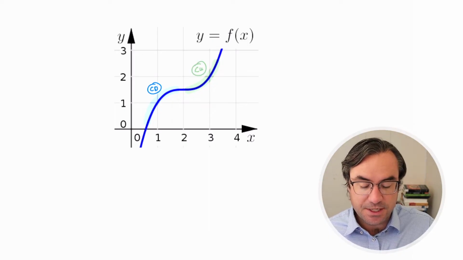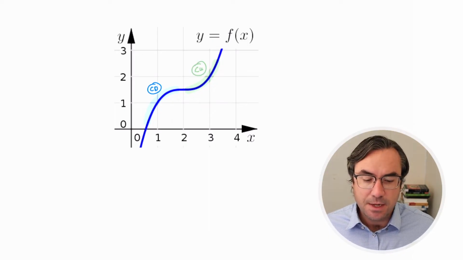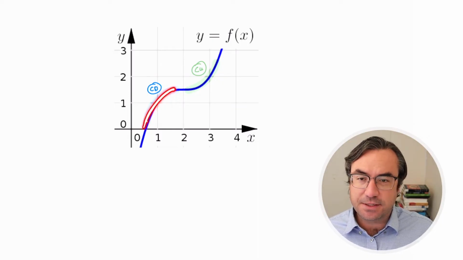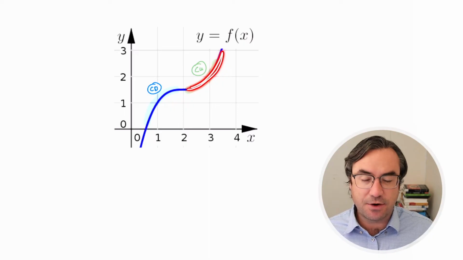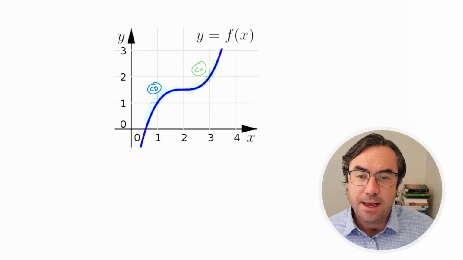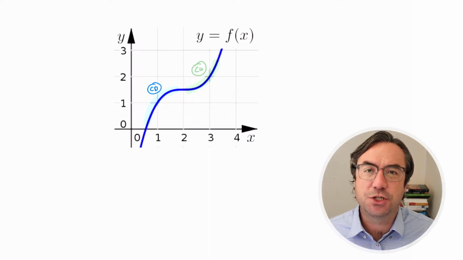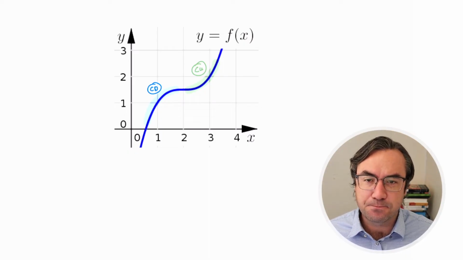So this section is concave up. Now what happens is we have one section of our curve here that's concave down, another section of our curve that's concave up, and we have this place in the middle where it's kind of hard to tell how the graph is bending.